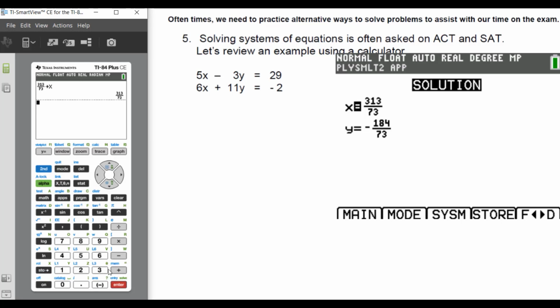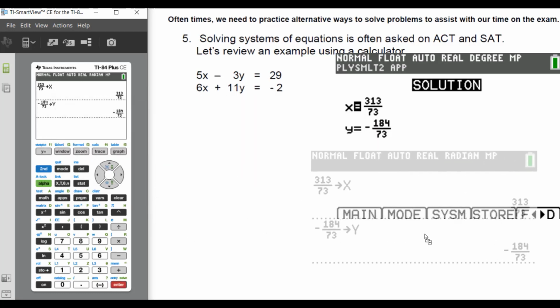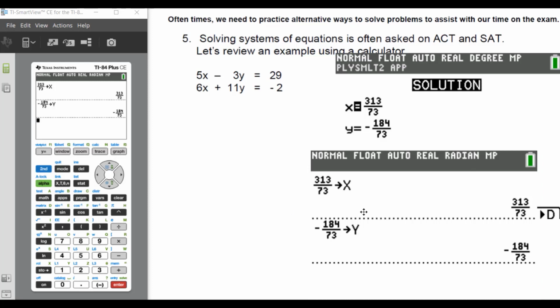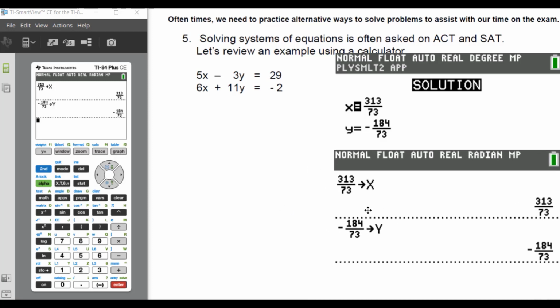Press pause if I'm going too quickly. Negative sign, fraction template again. 184 in the numerator, 73 in the denominator. Again, press the right arrow to get out of the denominator. Store alpha 1 for alpha y. Enter. Let me show you what that looks like. Make sure I have those right numbers in there for x and y.